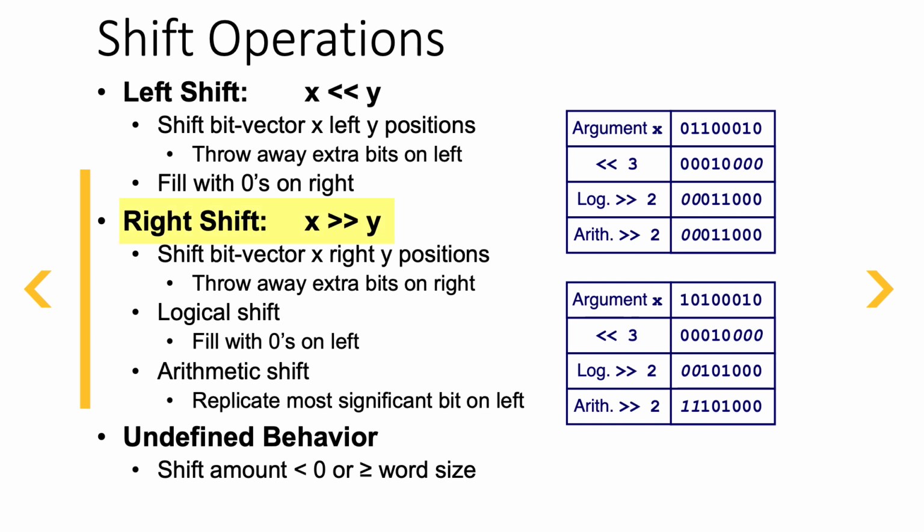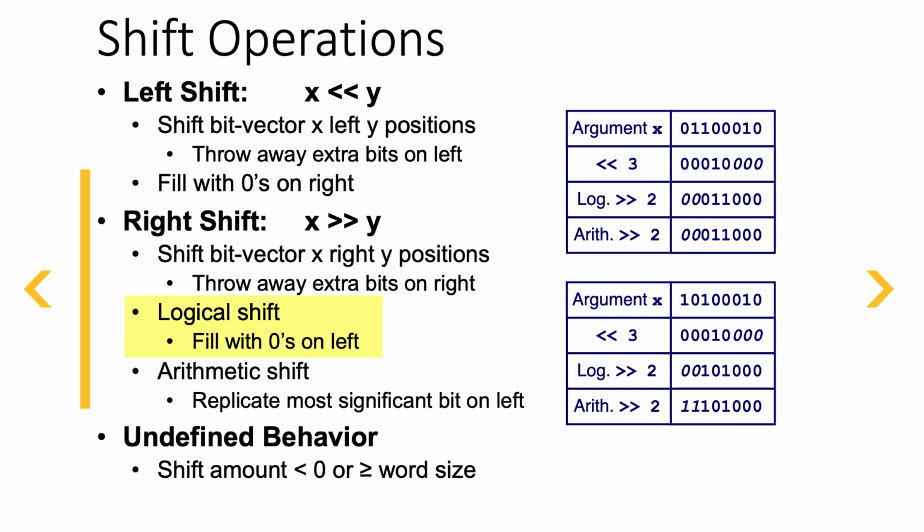It's just this double right arrow, so that's easy enough. We're just going to shift bit vector x to the right by y positions, and we throw away the extra bits on the right. So for the most part, it works exactly the same, but the question is, what do we do with the left side? And so we have 2 different kinds of right shift. We have a logical shift where we're just going to fill with zeros on the left.